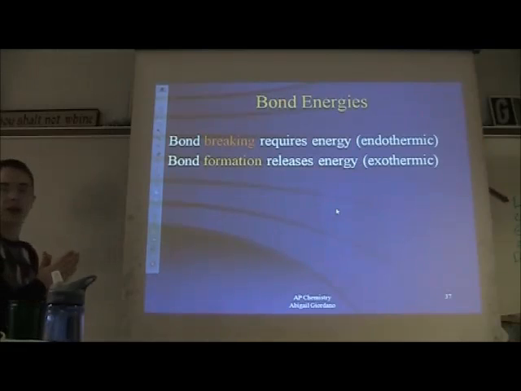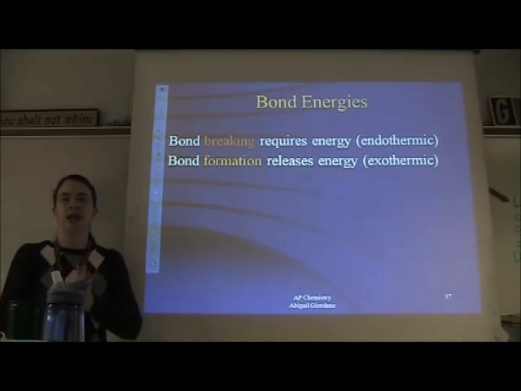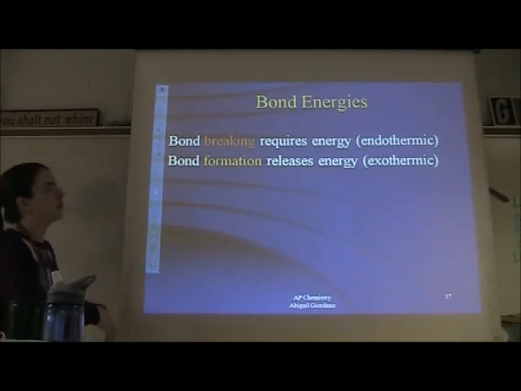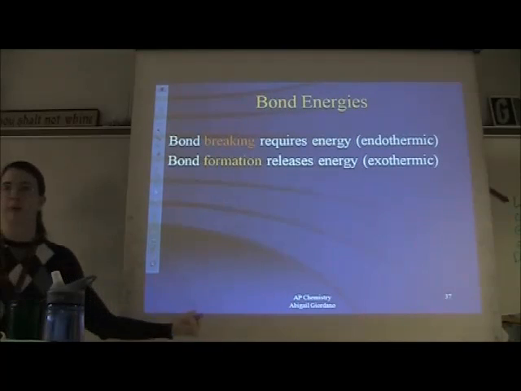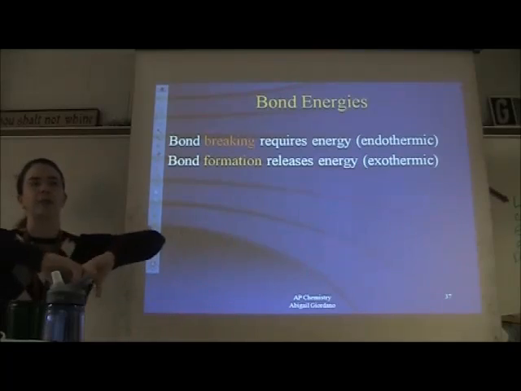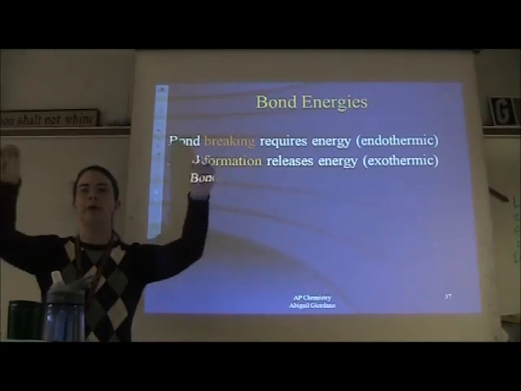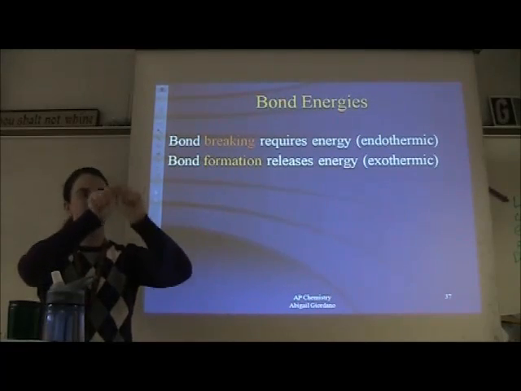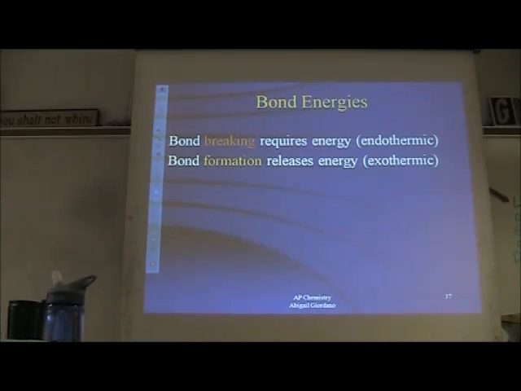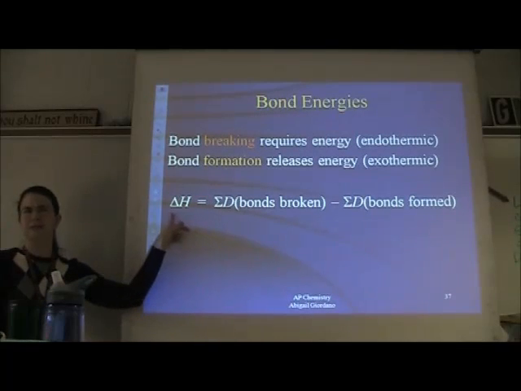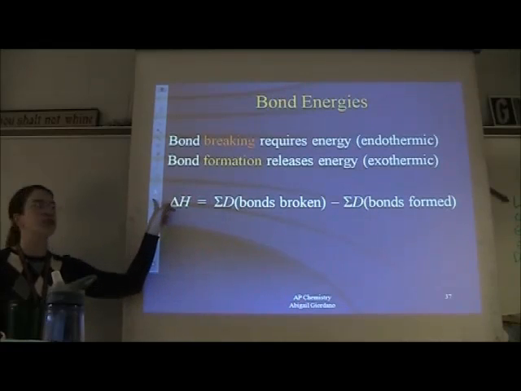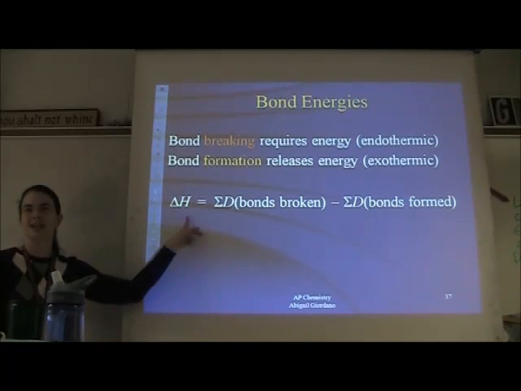Let's just review for a second. Remember the term bond energy means the energy required to break a bond, which is an endothermic process. If breaking a bond is endo, forming a bond must be exo. Okay? And we're going to use that fact to calculate something we haven't seen in a little while. What's delta H? Change in heat energy. Do you remember the fancy word for heat energy?